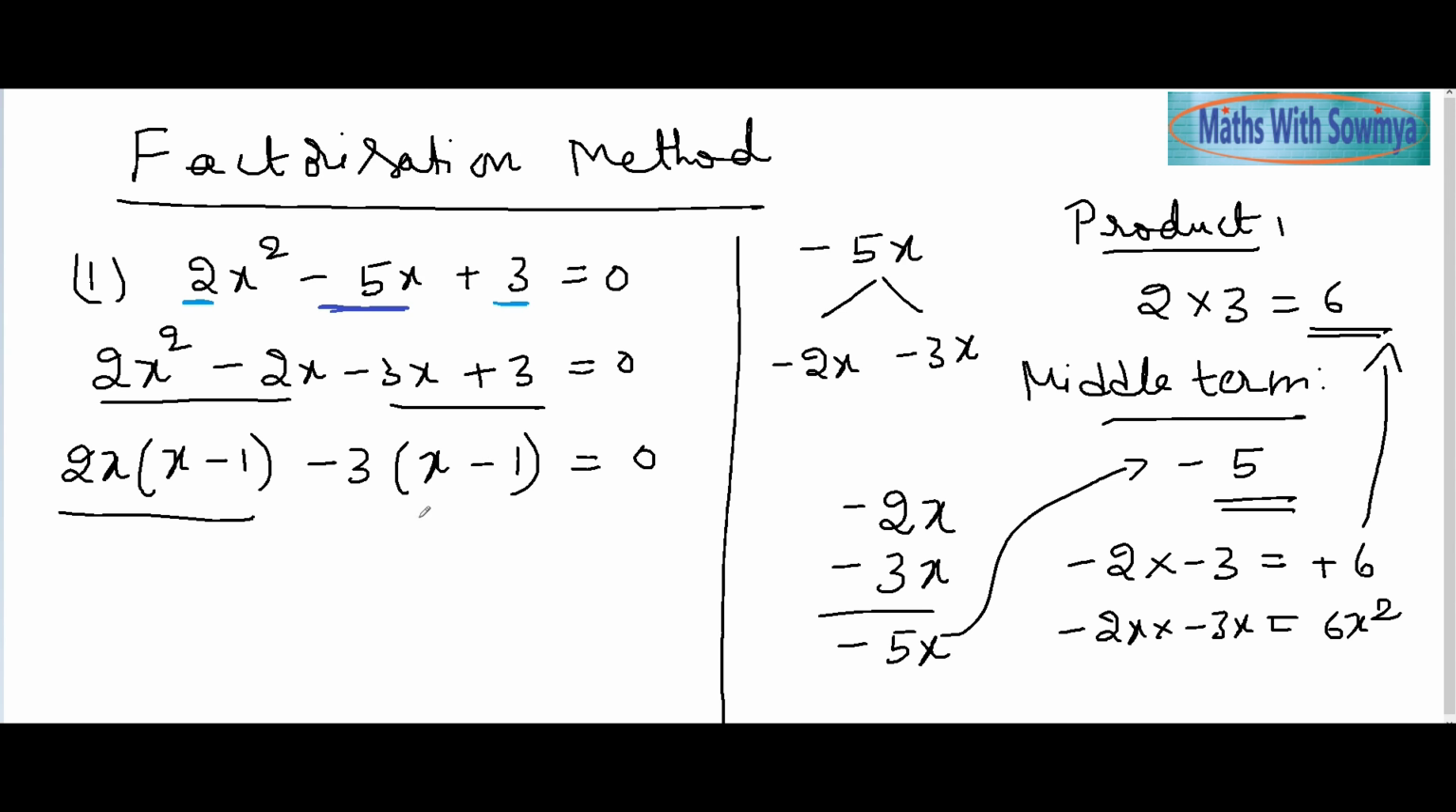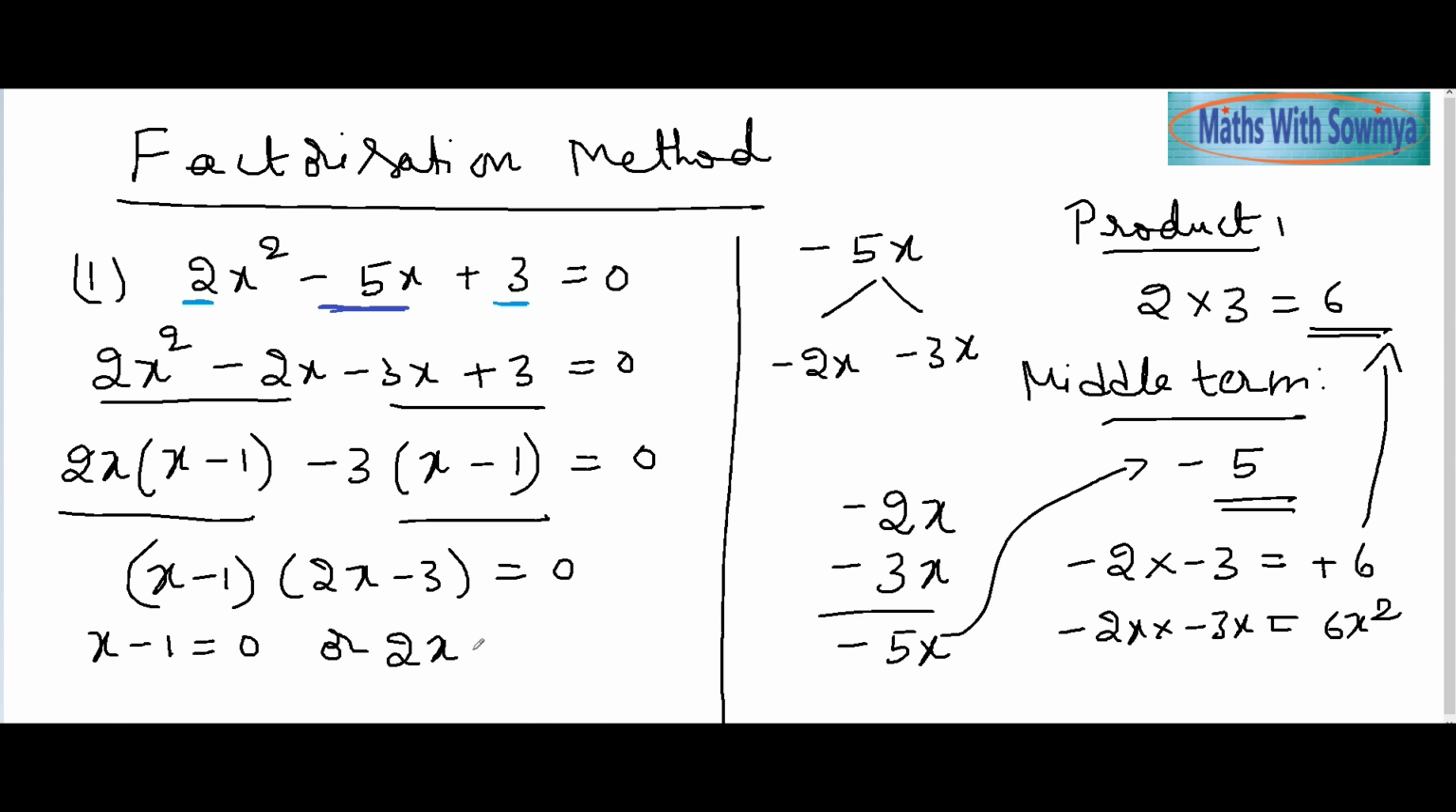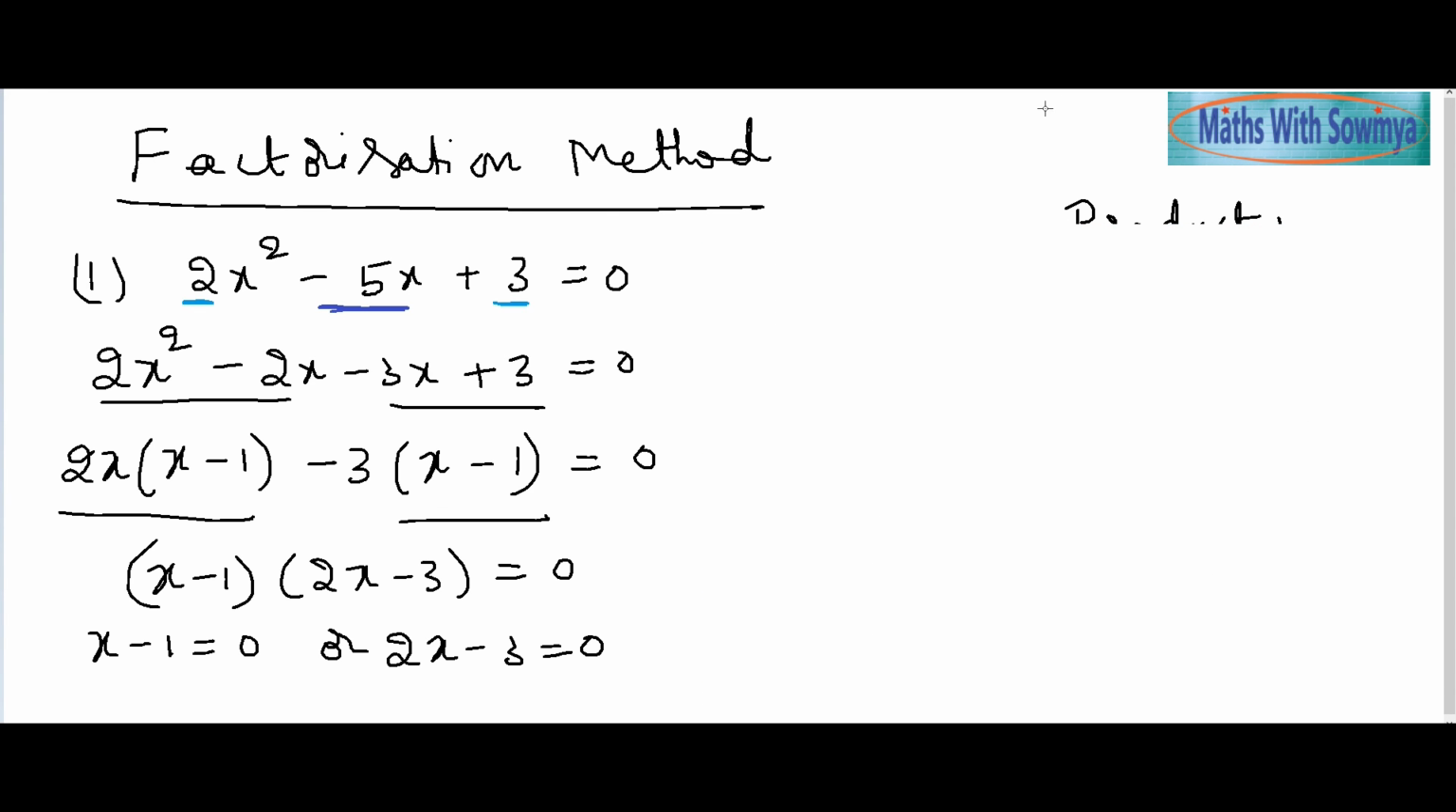Now in this and this, x minus 1 is the common factor, right? (x − 1)(2x − 3) = 0. When the product is giving 0, it is obvious that either x minus 1 should be 0 or 2x minus 3 should be 0. It has to be one of them, must be 0 here. So now you got this. Continue further, find the value of x.